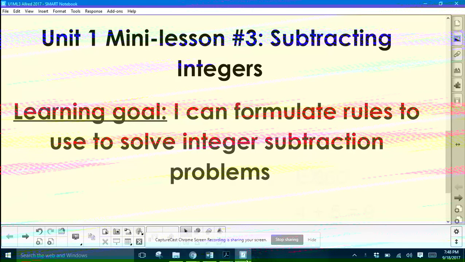We're going to work today about subtracting integers. Your learning goal today is you should be able to formulate rules to use to solve integer subtraction problems.